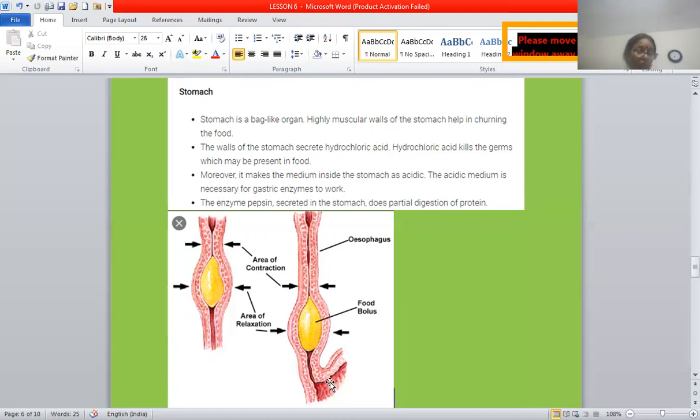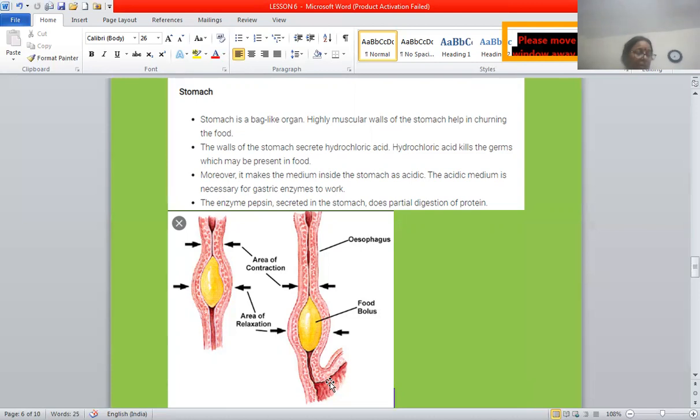Stomach performs churning movements which mix food with gastric juices and break it into smaller particles. This semi-digested food, also known as chyme, passes into the distal end of the stomach known as pylorus.